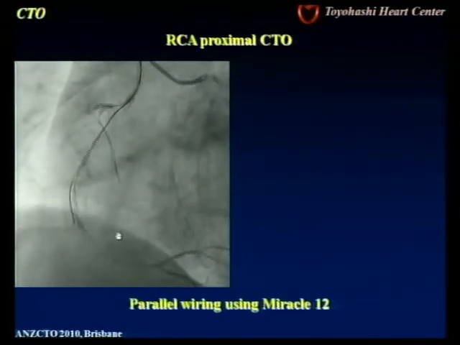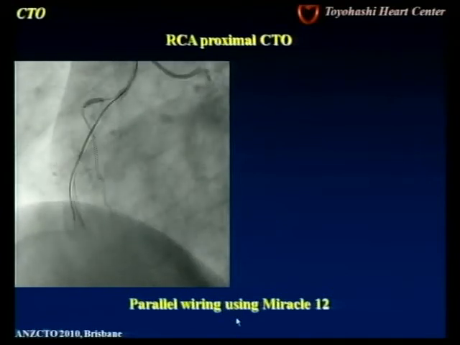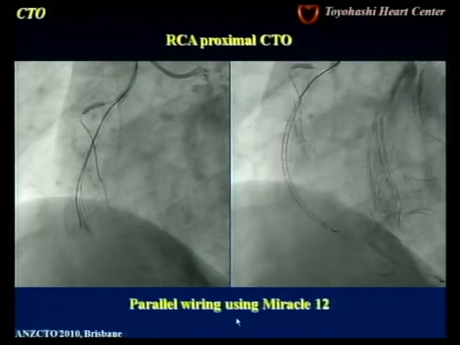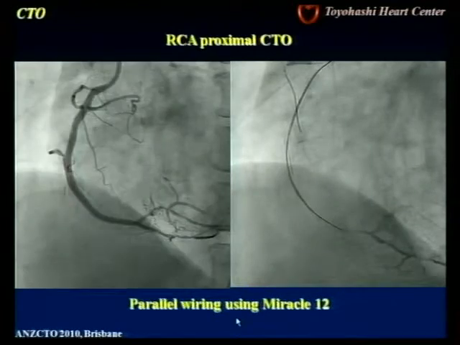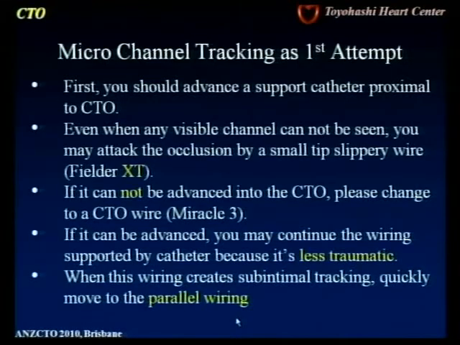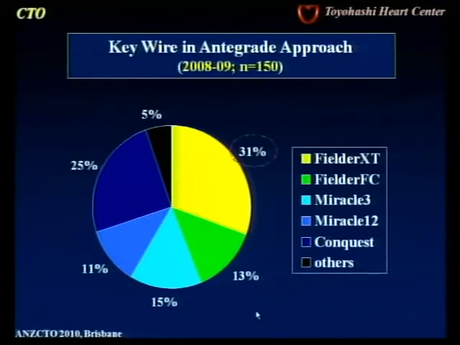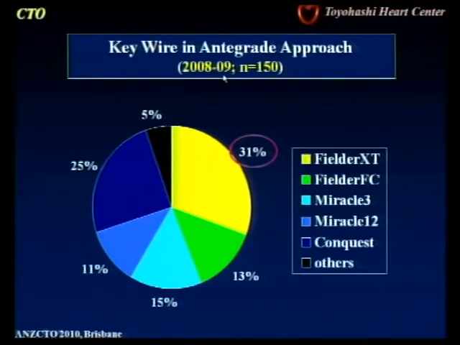And it was not so difficult in this case, and this is the final result of this case. So, when the Fielder XT wiring creates subintimal tracking or subluminal tracking, quickly move to parallel wiring technique. And in fact, this is my personal result in the last 2 years.